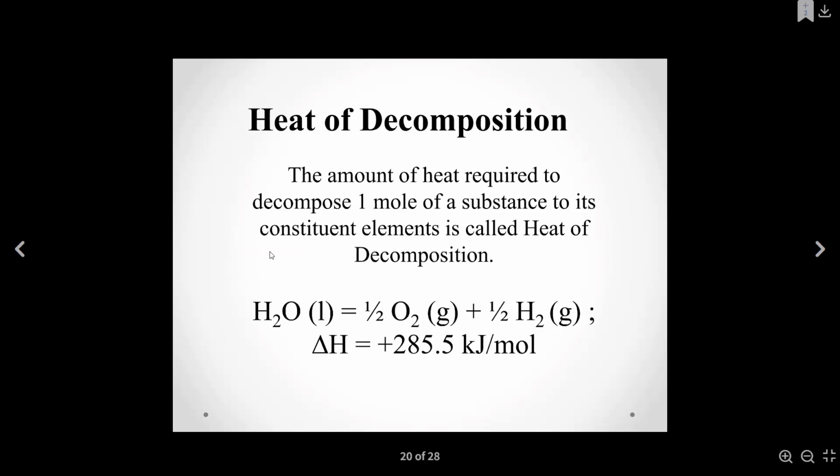Then the heat of decomposition is the amount of heat required to decompose 1 mole of a compound into its constituent elements. This one is like a reverse of the formation, because here you already have a single product, and this single product is now being broken down. So there is a need for the input of energy. Heat is absorbed to break down the bond between hydrogen and oxygen to produce free oxygen and hydrogen. So that is why delta H here is positive.